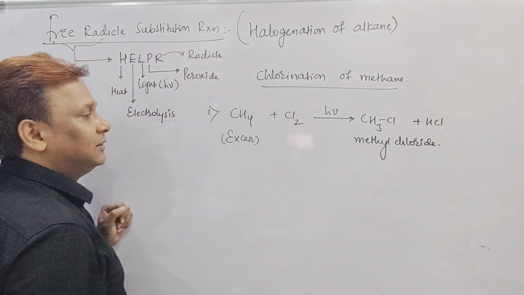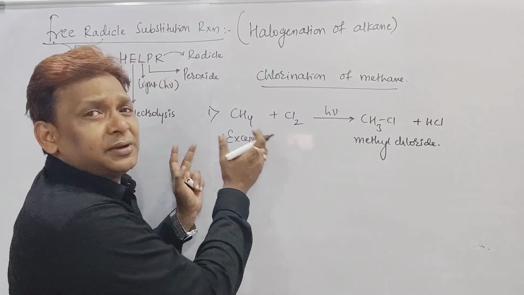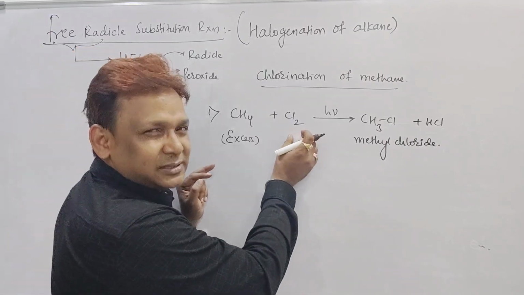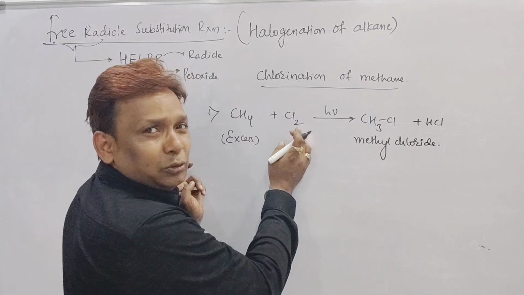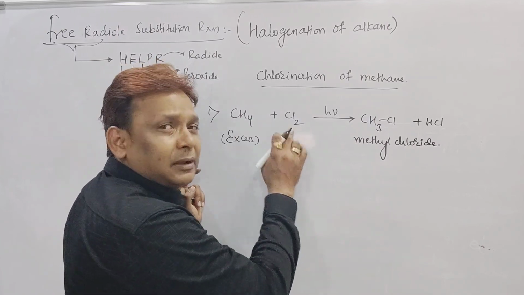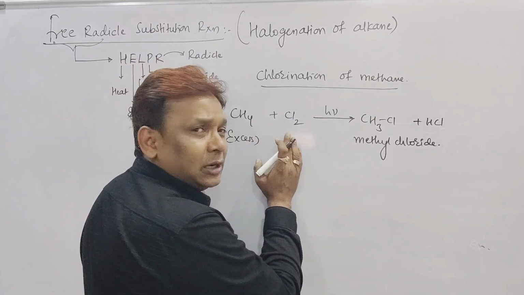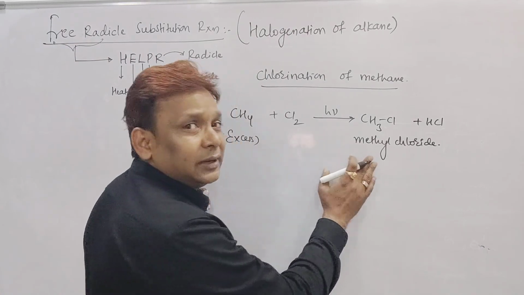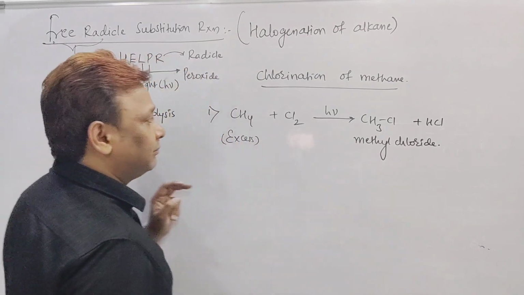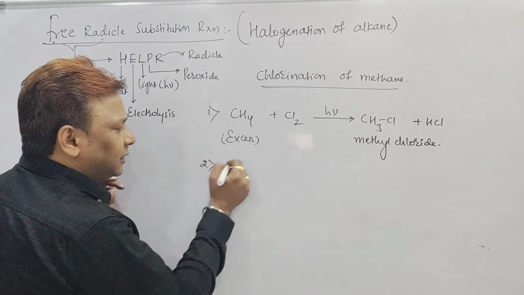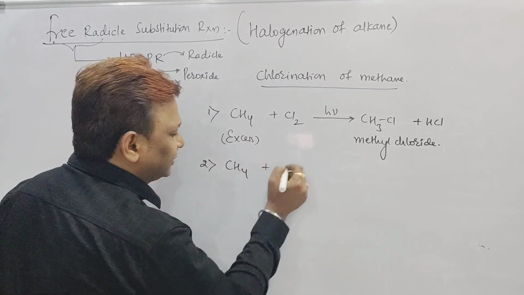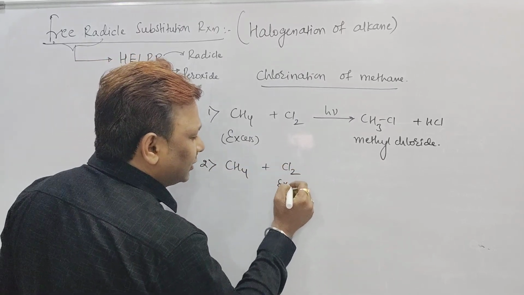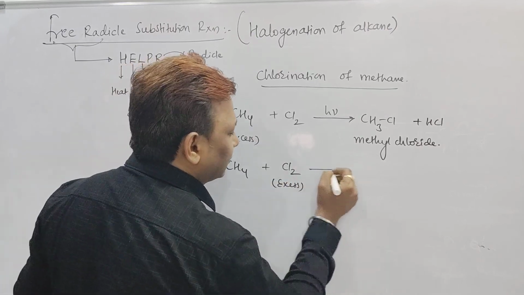Now see, you have excess CH4 but very little Cl2. So whatever Cl2 is there will attack and be completely consumed. No Cl2 is left, so only one product is formed, methyl chloride. But if I want to perform the same reaction with an excess of chlorine, what happens?